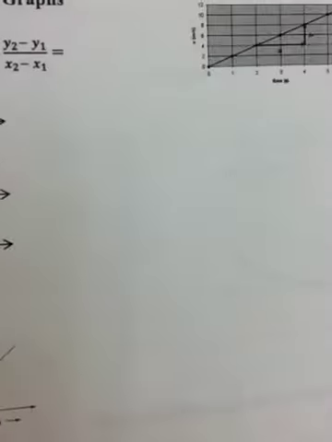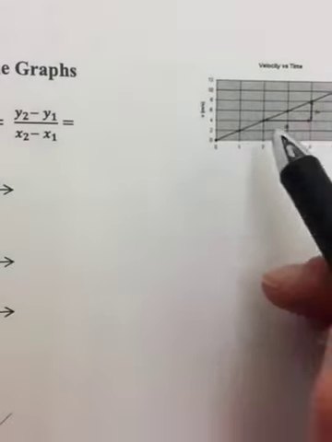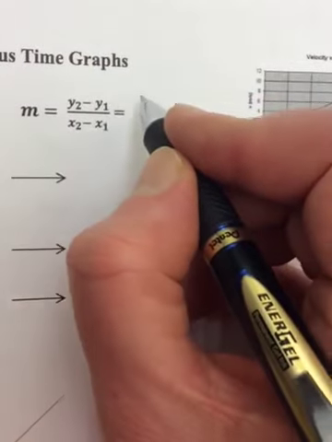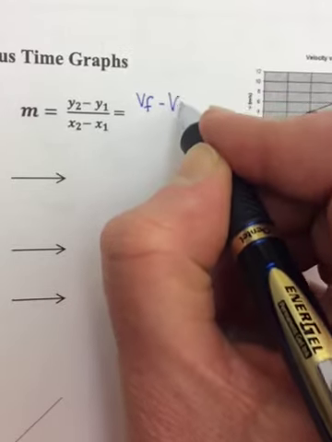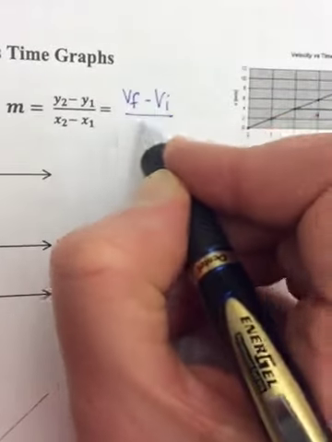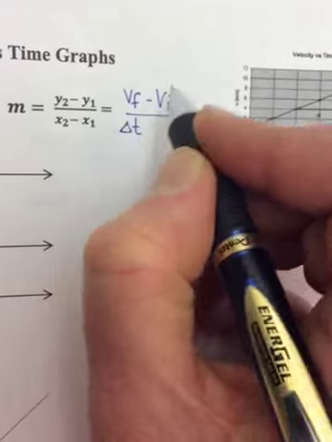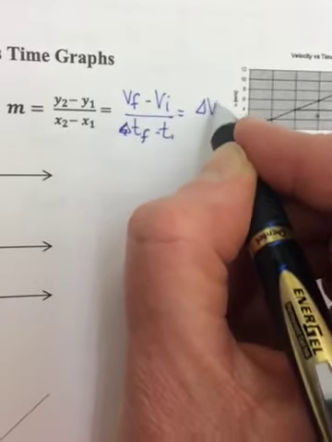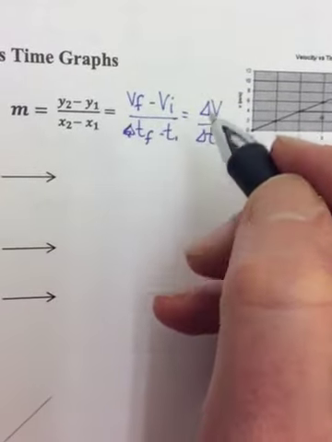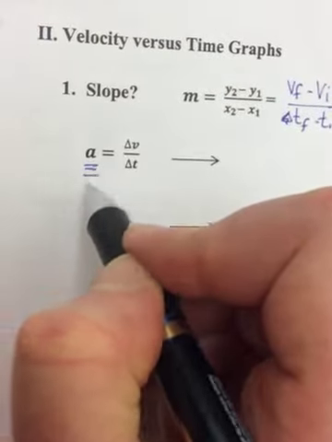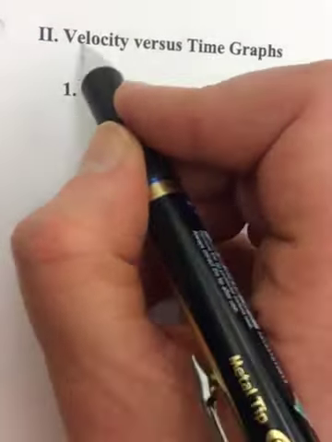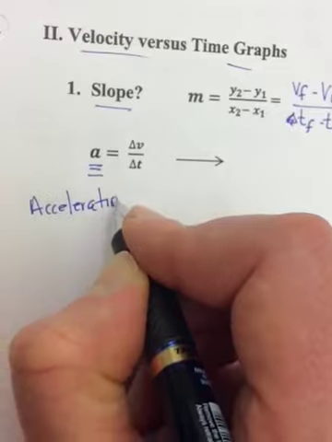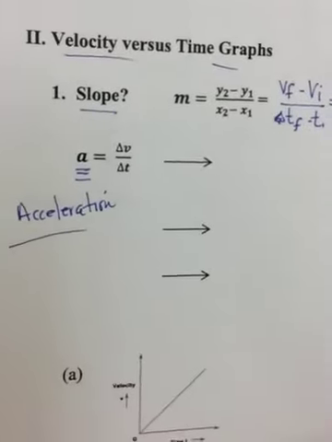So if you take a look over here, on this side is velocity, on this side is time. So the y2 minus y1 will be like vf minus vi, and the x2 minus x1 will be like delta t, or tf minus ti, sorry, be consistent, tf minus ti. So this will be delta v over delta t. What is delta v over delta t? It is acceleration. So the slope of a velocity versus time graph is the acceleration. Okay, so we're back on the PowerPoint now for your notes.